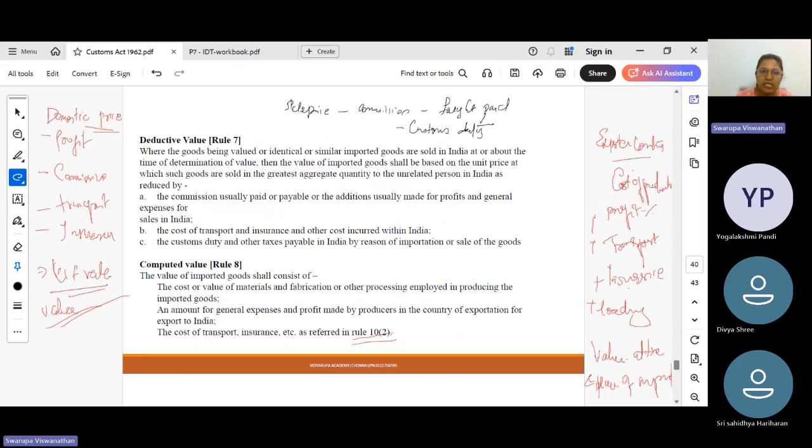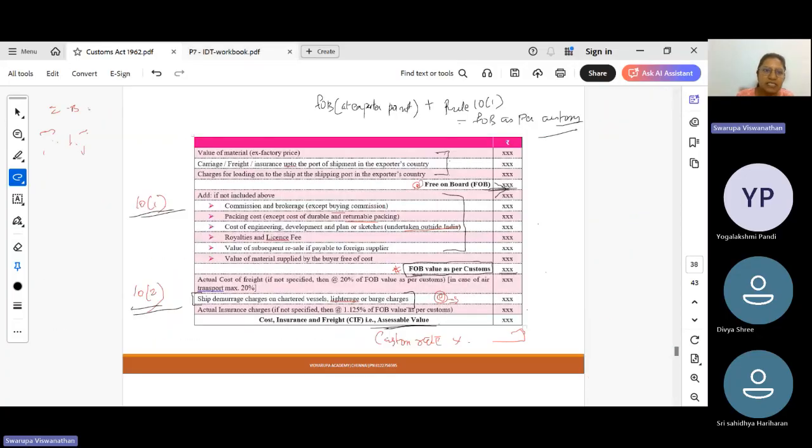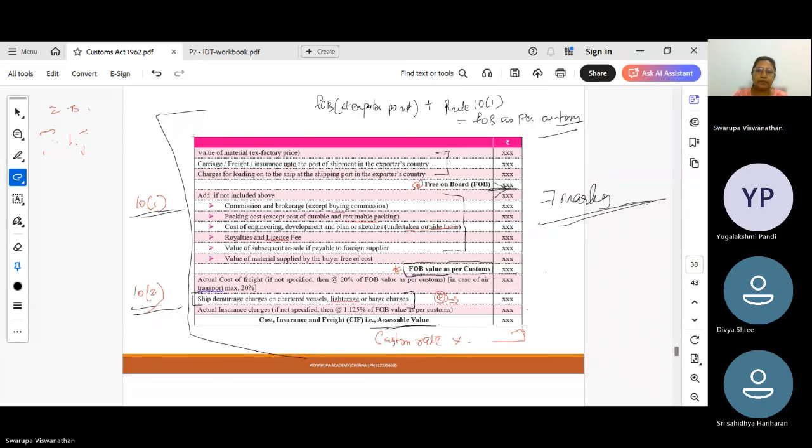Then we have other rules, other methods to calculate the value, but I don't think that is important from a revision point of view. It is more important to concentrate on the calculation of assessable value and calculation of duty on the assessable value, because this format is something that you have to memorize and ensure that you know all the components of this format, because it can fetch you 7 marks directly.